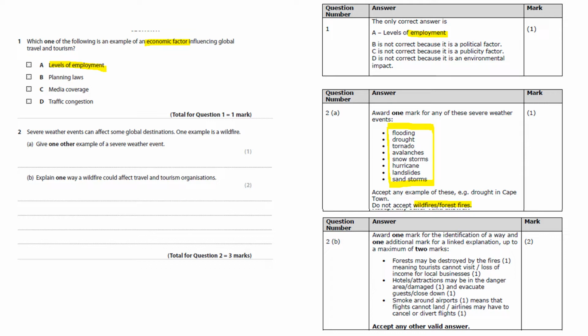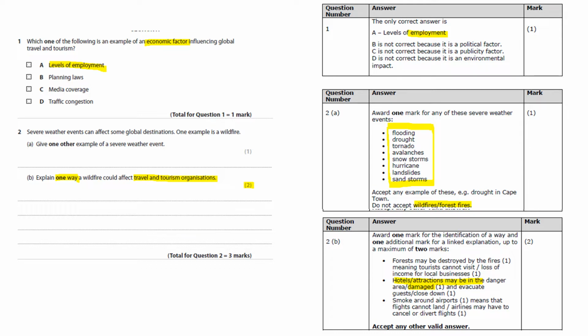Okay, going on to 2B. Explain one way, and the important bit here is one way. If you write two different ways, only one of them is going to count. How a wildfire could affect, and this is another important bit, travel and tourism organisations. It's the organisations, not the tourists. It's a 2-mark question, so you get 1 mark for the reason and 1 mark for the explanation. For example, hotels may be in danger or damaged. You're going to get 1 mark for that, and then 1 mark for explaining why that's a problem.